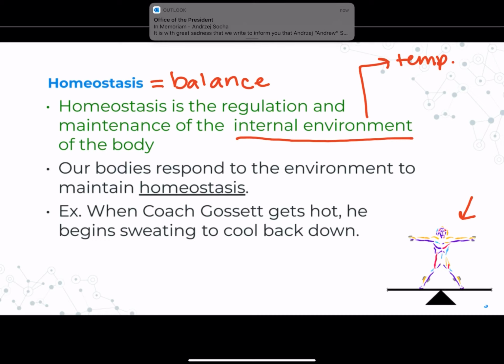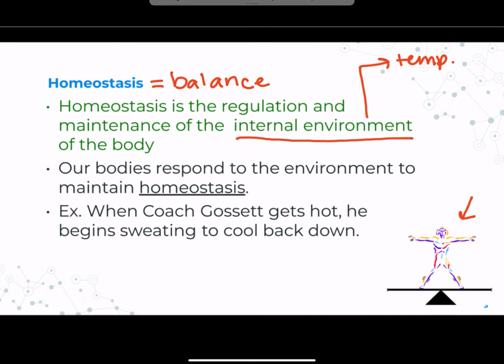Our bodies maintain and respond to the environment by homeostasis. Okay, so again, that internal environment could be your temperature. It could even be your blood sugar level. Your blood sugar level is going to be either high or low depending on the last time that you've eaten. It could be your heart rate, I'm just going to put HR, heart rate. It could be a lot of different things. Okay, so we're going to go through a couple examples.